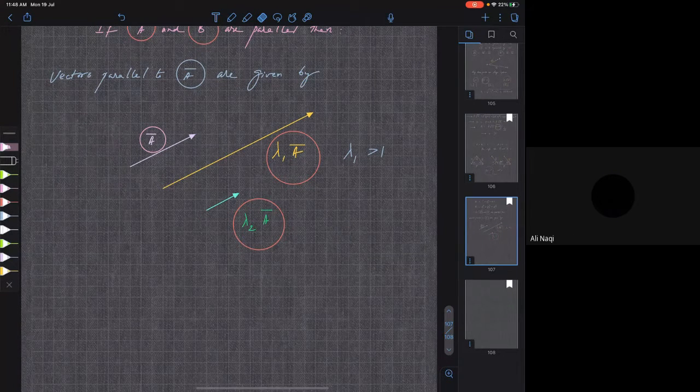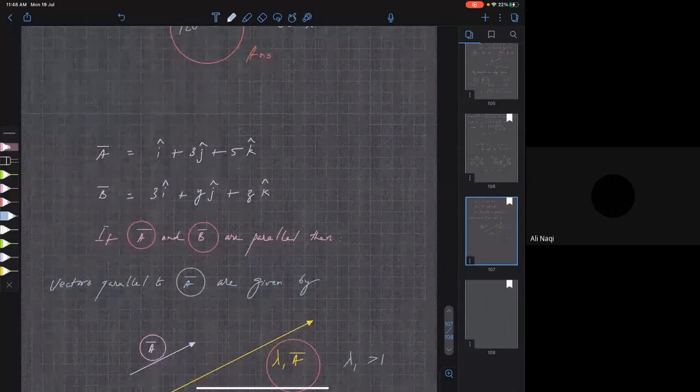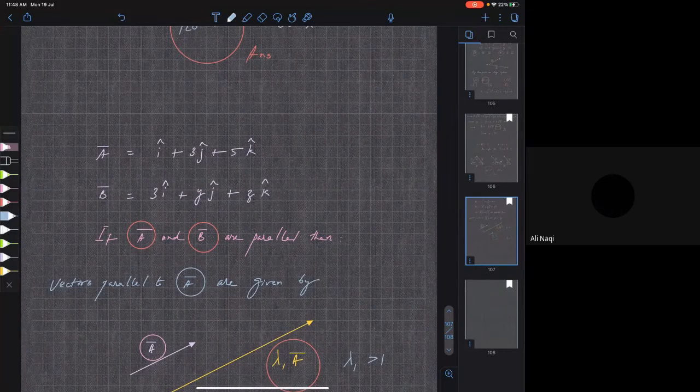Yes, sir. Smaller than 1. Now tell me, if A bar is I cap plus 3j cap plus 5k cap, B bar is 3i cap plus yj cap plus zk cap, what will be the value of y and z?